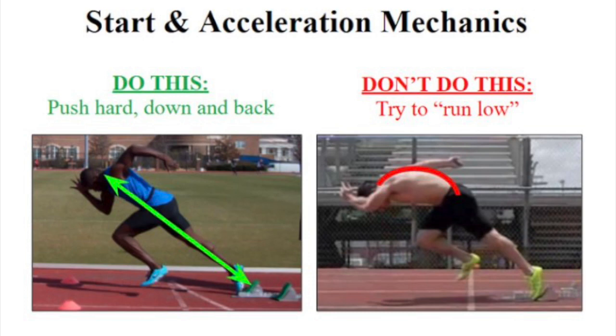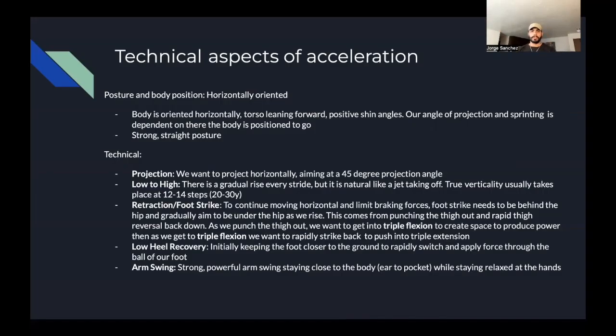But we don't want to lazily be low by just bending over at our torso, which is what we'd call a false positive angle. We want to shoot our hips out and actually project horizontally in a straight line. Now, getting too high too quick will stall us out early, but maintaining a low, strong position and gradually rising up with every stride will set us up for a strong, efficient acceleration phase.